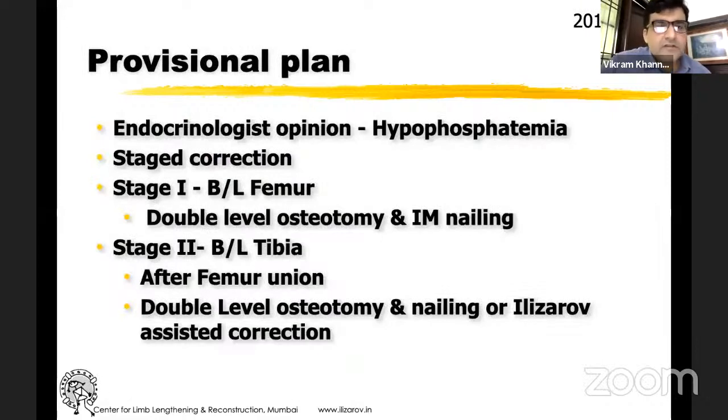The plan was first to correct the biology of the bone by the management of the hypophosphatemia, followed by staged correction. In the first stage, bilateral femur double level osteotomy with nailing was planned. And once the femur united, then stage 2, both tibia double level osteotomy with nailing or Ilizarov assisted correction was the plan.